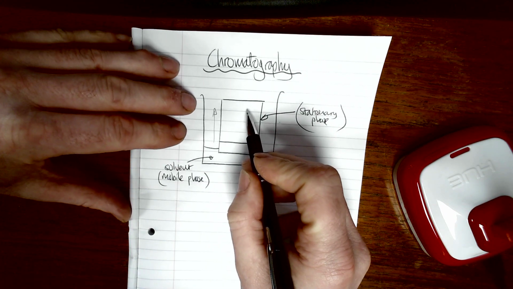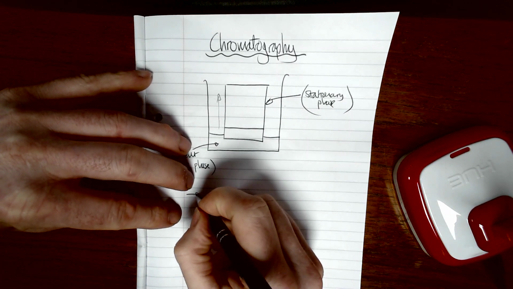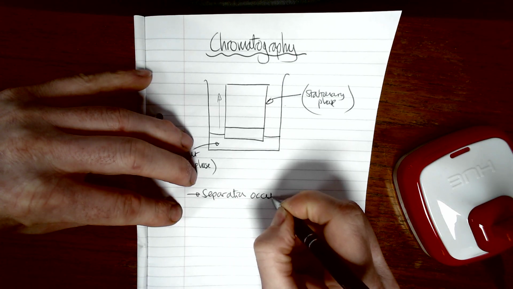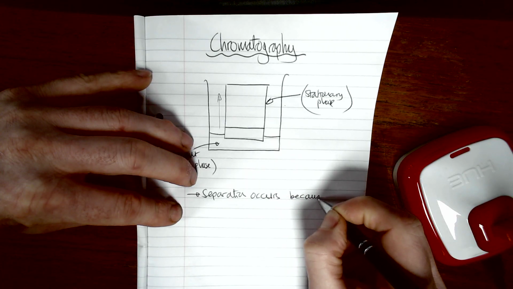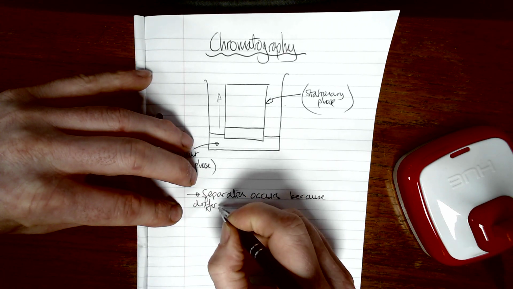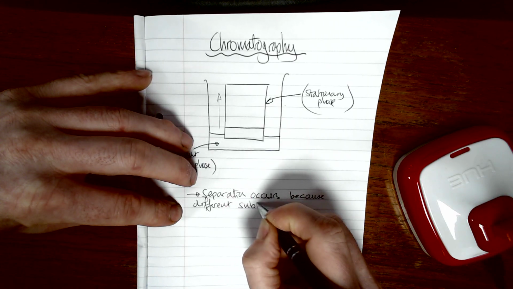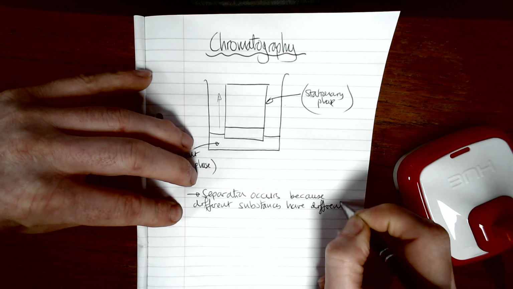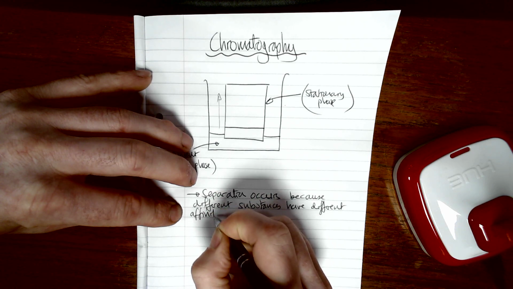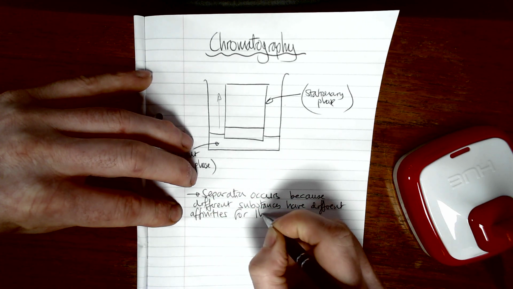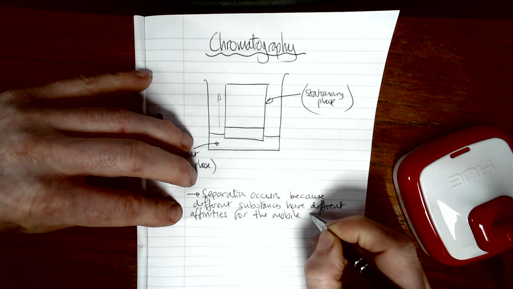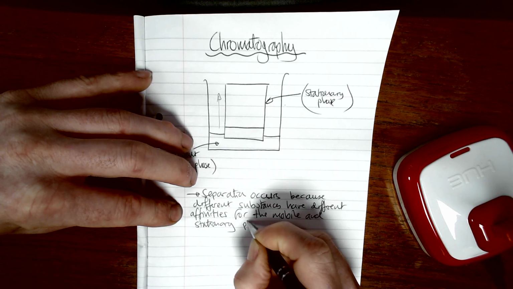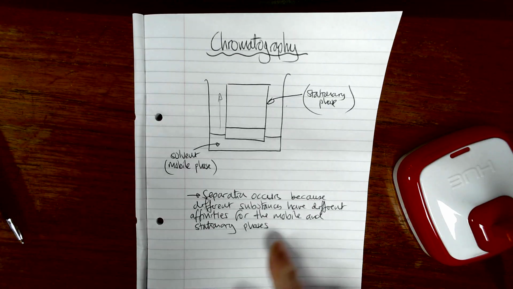So, separation in chromatography, this is a really important thing I want you to write now. Separation occurs because different substances have different affinities for the mobile and stationary phases. So a couple of words there I need to pick up.